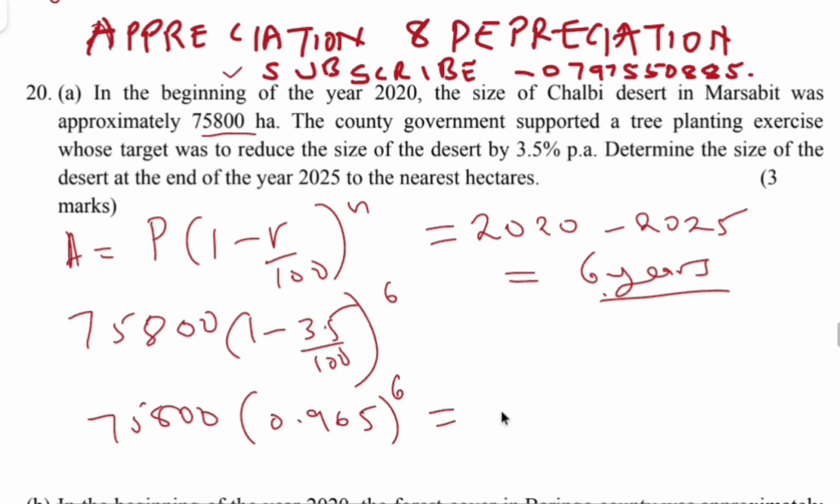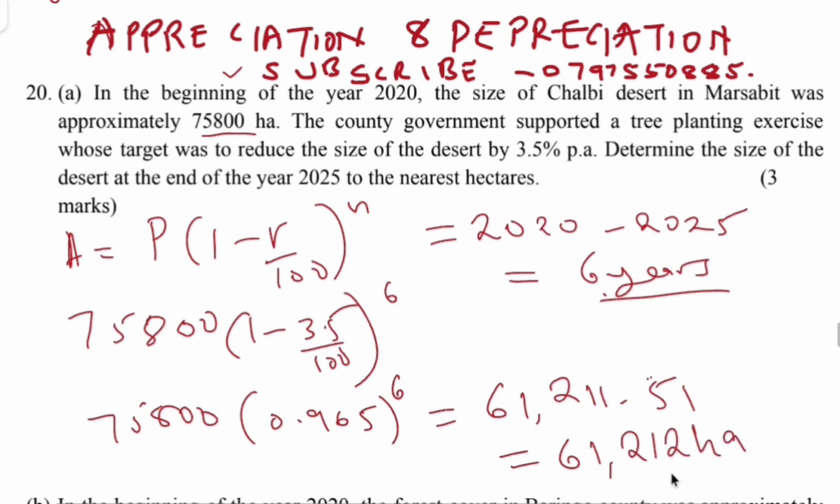So it's power 6 and then multiply by 75,800. So the answer that you'll get is 61,211.5, but umeambiwa to the nearest hectare, so itakuwa ni around 61,212. Angalia mbele ya decimal ni 5, so you add 1 pale kwa 1 mwisho, so itakuwa 61,212 hectares. So this is your answer. Pap, 3 marks tayari. Tuendelee.